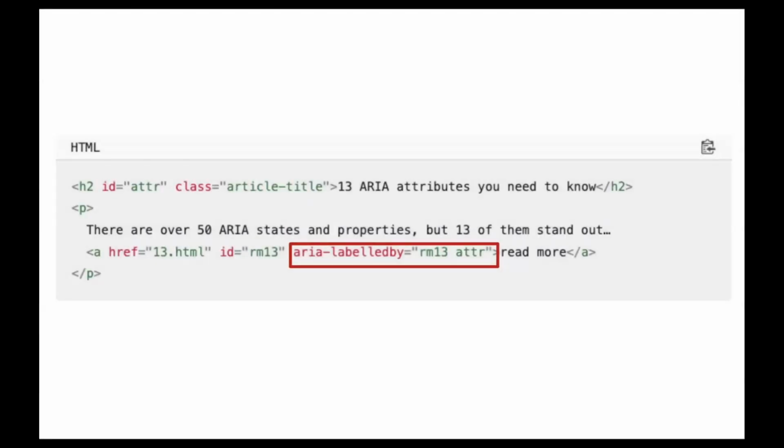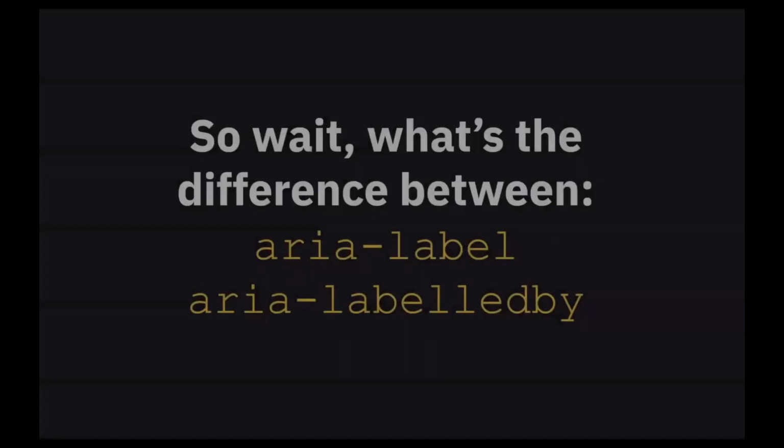Another great example that I have here is maybe you have like a heading on a page. So we have this example, it says an H2 with an ID of ATTR, and it says 13 ARIA attributes you need to know. And then there's a link below that that says read more. And in that instance, read more is very vague. So what we have is an ARIA labelledby, it's pointing to the current link itself. If you can see my mouse, that might be helpful. Current ID, so RM13, so the read more. And then it's also pointing to that H2, which is great. As I mentioned, it can take multiple IDs. And so now the link would say, link, read more, 13 ARIA attributes you need to know. So it's super descriptive and really helps give more information.